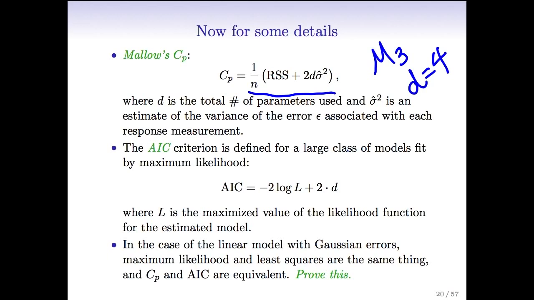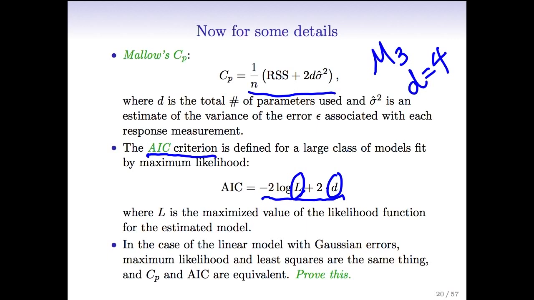So that's Mallow's Cp. And then another very closely related idea is called the AIC criterion. AIC stands for Akaike Information Criterion. Akaike was the name of the guy who came up with this idea. The way that this is defined is negative 2 log L plus 2 times d, where d is once again the number of predictors in the model that I'm looking at. So for M3, d equals 4. And now capital L here is the maximized value of the likelihood function for the estimated model.